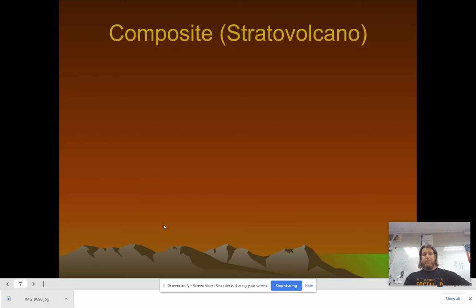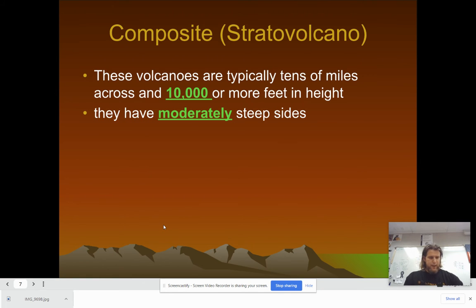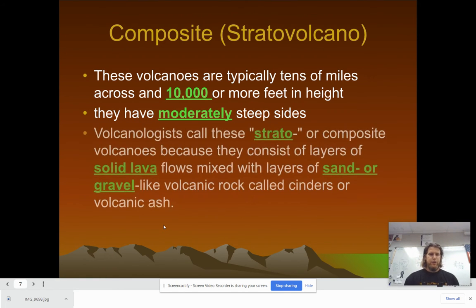Now, we compare that with a stratovolcano, which is also called a composite volcano. These volcanoes are typically tens of miles across, so they're still pretty big, and 10,000 or more feet in height. So they are very tall. They have a very steep slope. This says moderately steep sides, but I'm sorry, these are steep sides, and they're very textbook looking, and we'll get to those in just a second.